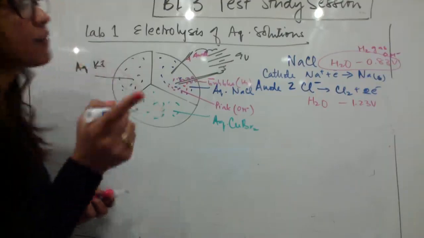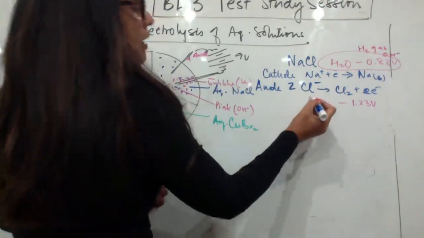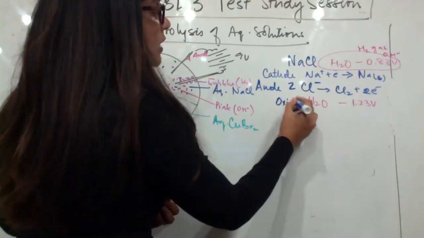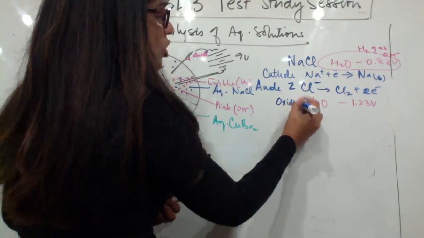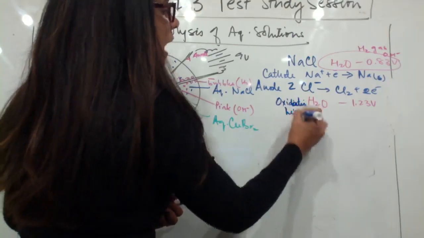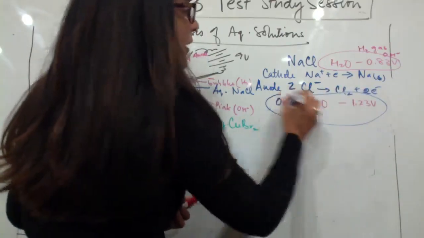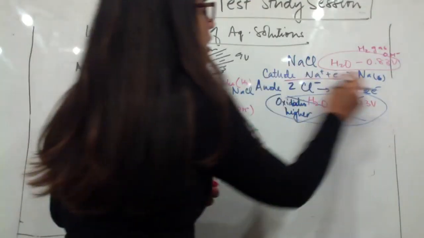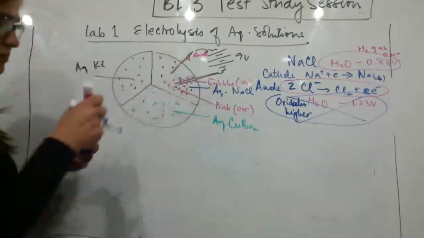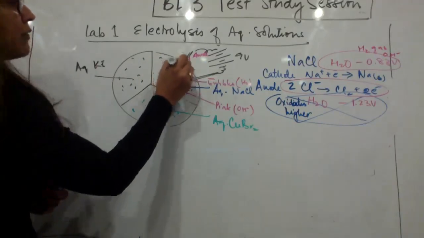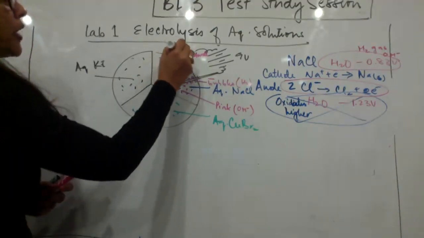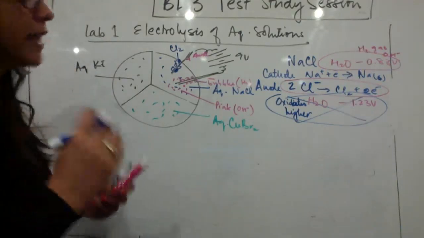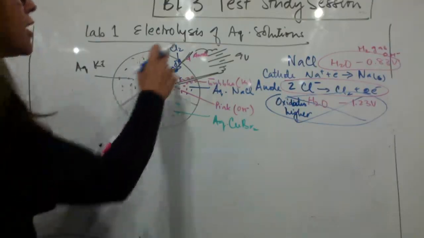Now, what should have happened at the anode is water should have gotten oxidized, because water's oxidation potential is actually higher than chlorine. But this didn't happen. Instead, what you noticed was there were bubbles of chlorine. And how did you know it was chlorine? Because it smelled like chlorine. You know that smell. And it was enough to make you smell that.